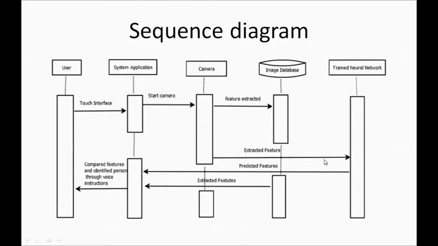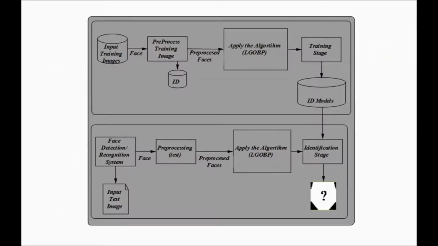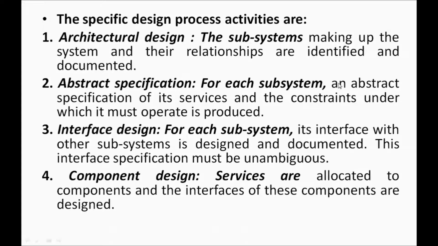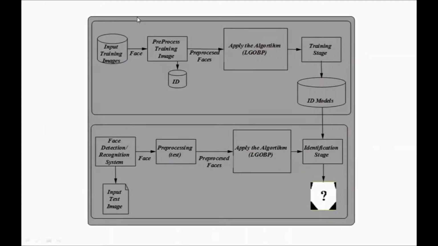My main aim is to gather more detailed information while designing, because I need this detailed information to write a program. So, abstract specification for each subsystem. I need the details of each subsystem, not only the overall architecture. I need the details of all the subsystems.